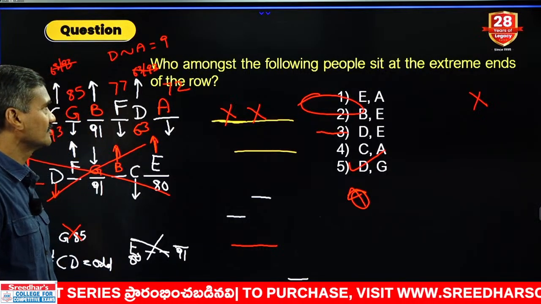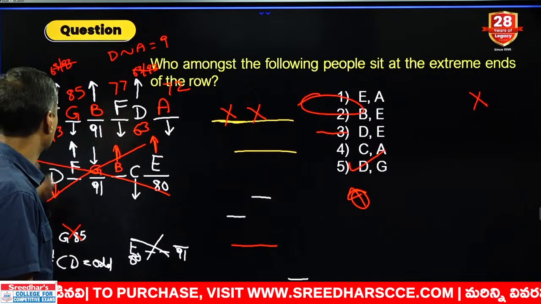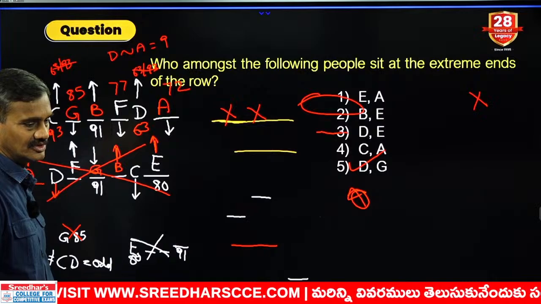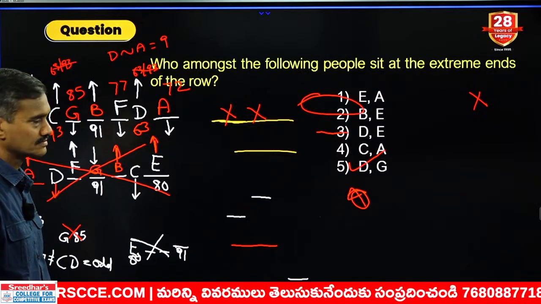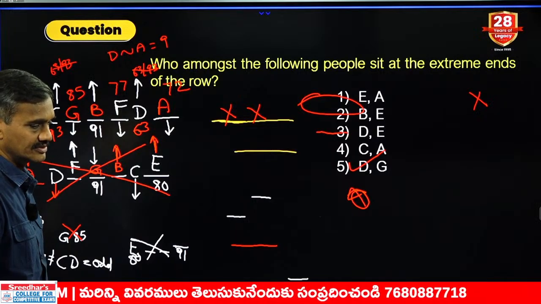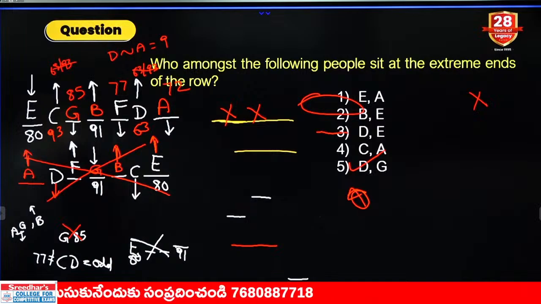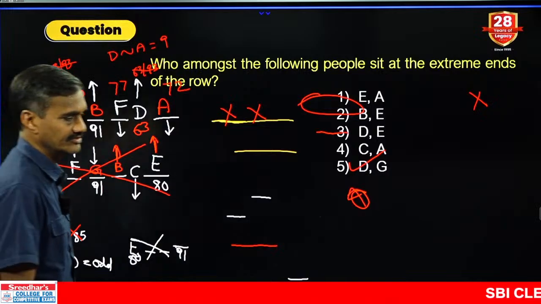Now which of the following people sit at the extreme ends of the row? Tell me who are the persons at the extreme ends of the row. A and E. Extreme ends of the row. Yes, Divyani, yes, only G. Thirumal Reddy, good. Extreme ends of the row, who are those two people? A and E, and it is given in choice 1.